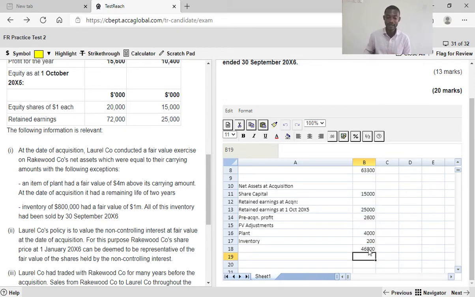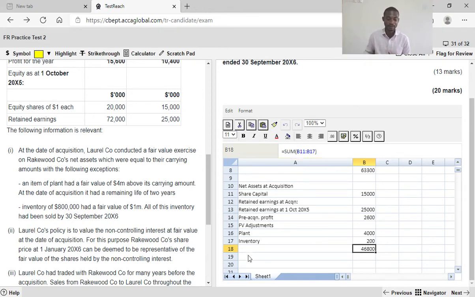So look at it. It has given me the total of the net assets at acquisition. And up here, you see the formula. And the examiners, or the markers, they want to see this formula. So you are not to calculate it on your calculator and type the answer.